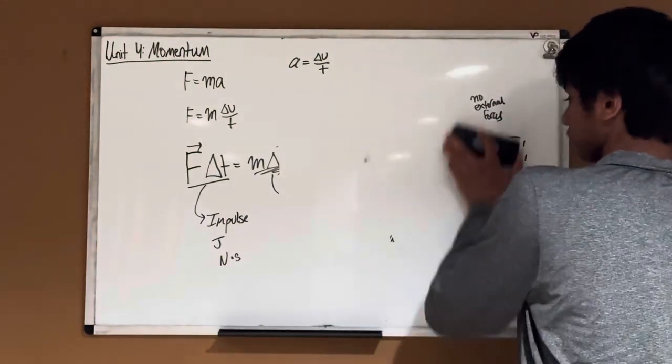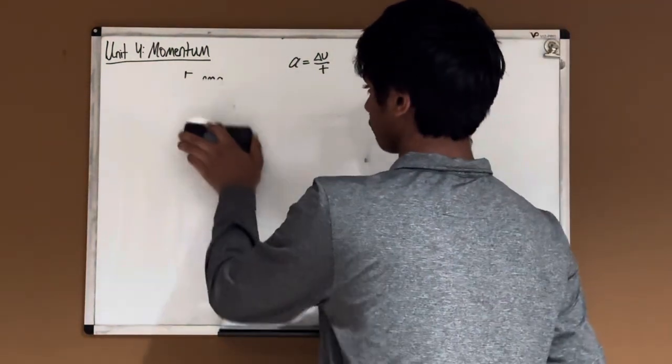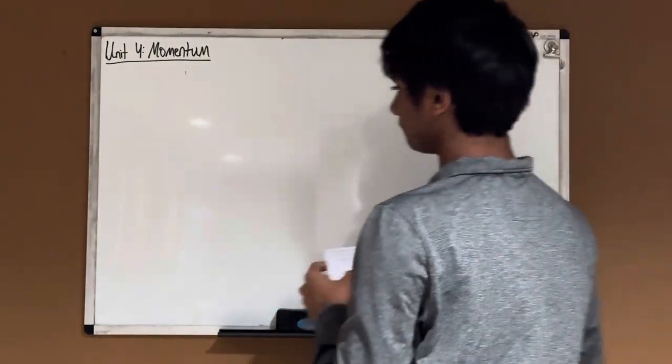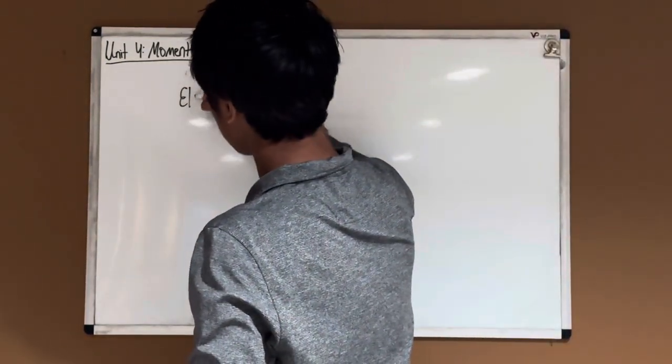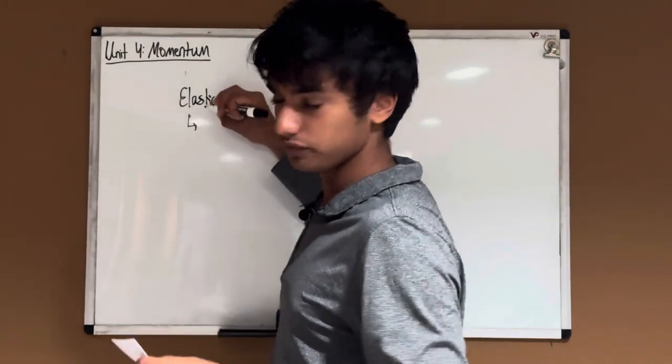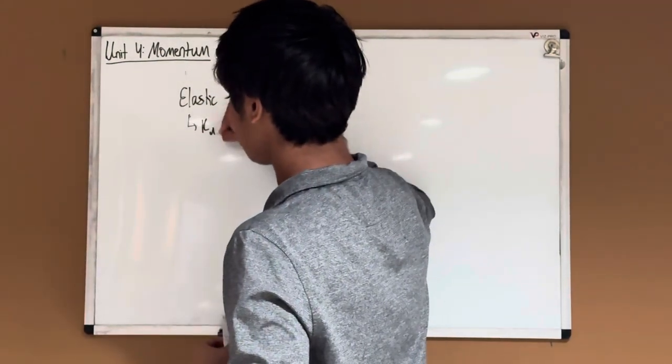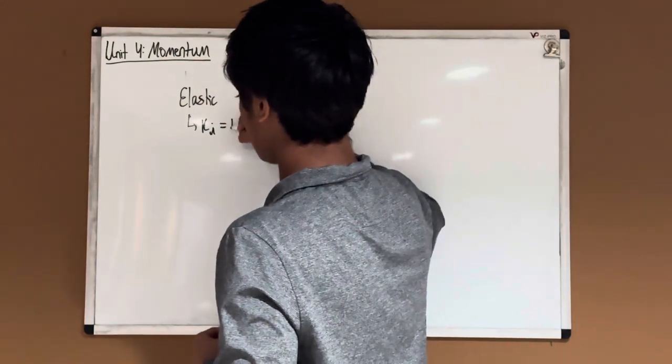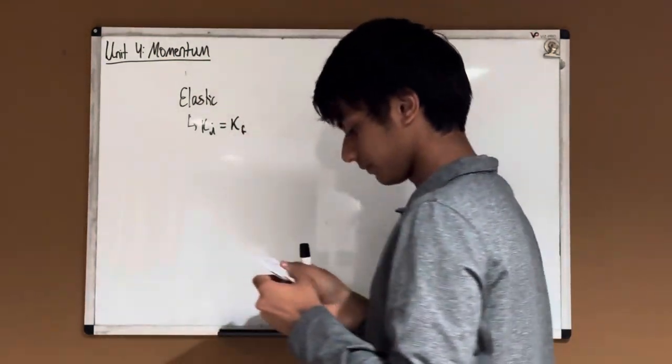Next, let's talk about collisions. There are three types of collisions. There are elastic collisions. Elastic collisions are where kinetic energy is conserved. So the initial kinetic energy of the system is equal to the final kinetic energy of the system.